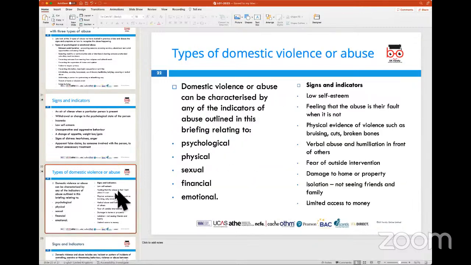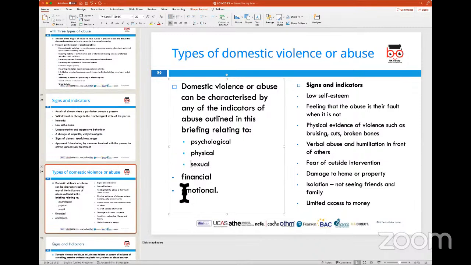The second one that I picked out is domestic violence or abuse. So there are lots of people who are, especially women, sometimes subjected to domestic violence. And this can happen in different ways: psychological, it can be physical, it can be sexual, financial, emotional. Now, what are the signs and indicators of this kind of abuse happening? One, you would see the person suffers lowest self-esteem. You would normally see that they have cuts, bruises on their body. There are physical signs which you can actually see.